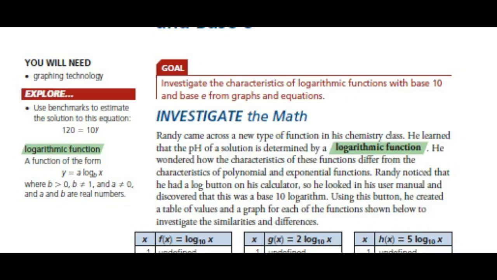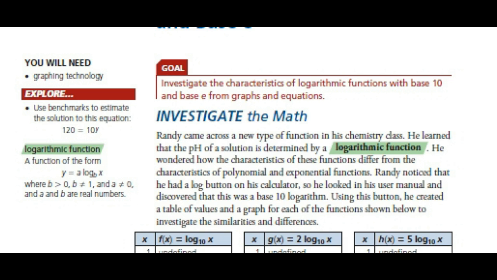So it's a function of this form, y equals a log base, that's the base. Just like an exponential function has a base, like y equals 2 to the x, the base is 2. The x is the exponent, the y is the value. And actually the way it turns out is that a log function is the inverse of the exponential function.